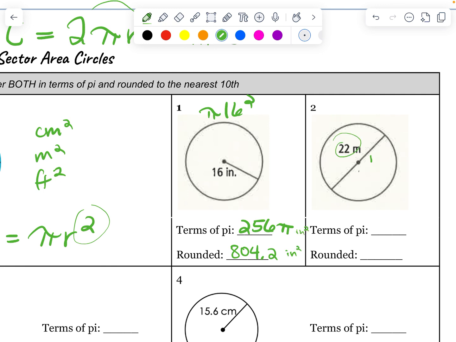All right, here, they gave me the whole diameter. I just need the radius. Radius is 11. You can't choose like you did on circumference. So let's see, pi 11 squared. So that's 121 pi. And what are we talking? Meters squared. And 121 times pi is 380.1 meters squared. Cool.